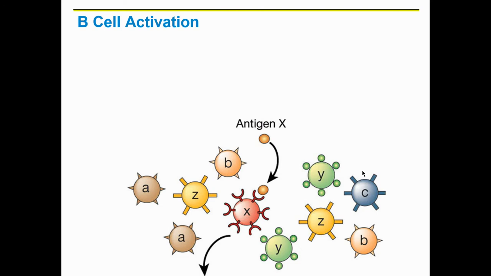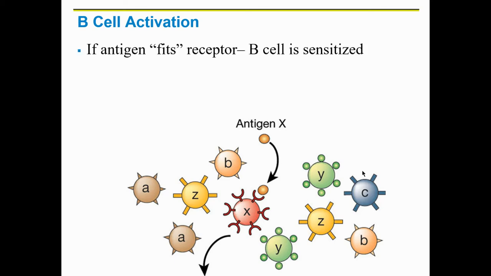If you look at this, you can see a bunch of B cells here. They all have these different shaped receptors. Remember, each one is unique. But here comes an antigen. B cells A, B, Y, C, Z, and so on, their receptors do not match that antigen, and so they don't do anything. But for B cell X, the receptor and the antigen match. Once they match, that cell is said to be sensitized. Now, it can't do anything yet, it's just sensitized.